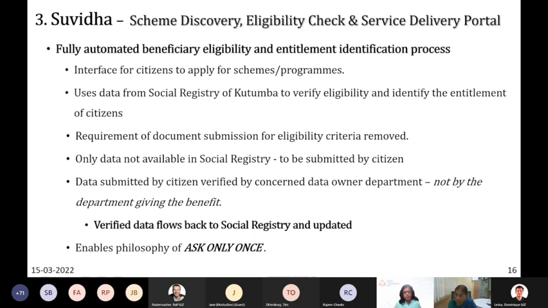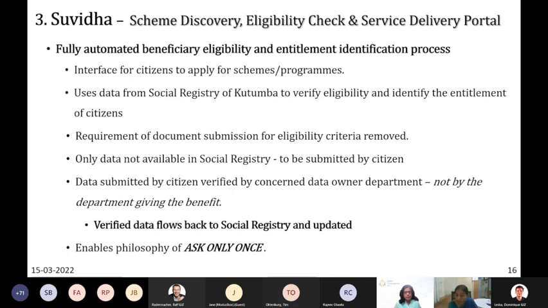The advantage of running on Kutumba's social registry is that the need for submission of documents as proof is removed, and only for those data which is not available in the social registry, the information needs to be submitted by the citizen. While the social registry covers most of the information required for determining eligibility for a scheme, it does not capture all these details that a citizen offers. That is because there is a data minimization and purpose limitation concept applied on the Kutumba social registry. So we minimize the data, and those additional data which is submitted by the citizen is then diverted by Suvidha to the concerned data owner department.